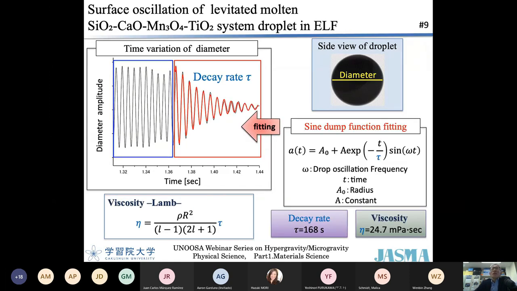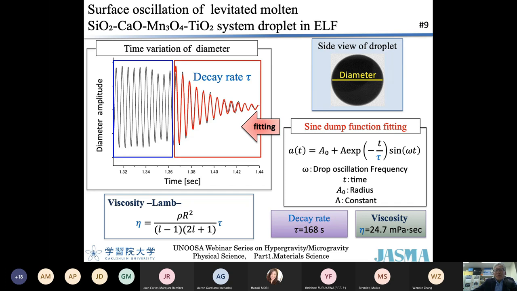We also obtain the surface free oscillation data. Here we apply the external force from the main electrode, but then stop applying it. Here is the decaying damping of the surface oscillation. From the decaying time, we obtain the viscosity of the liquid sample. In this case, the decaying time tau was 168 seconds. From this decaying time, using this relation, we obtain a viscosity value of 24.7 millipascal second. This is larger than the viscosity of liquid metal and liquid iron.